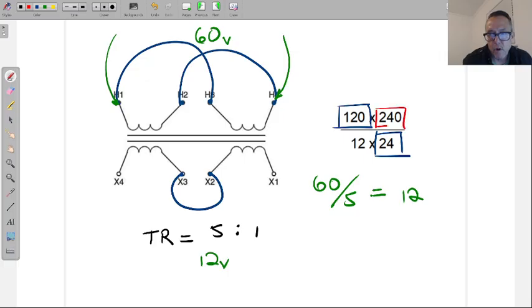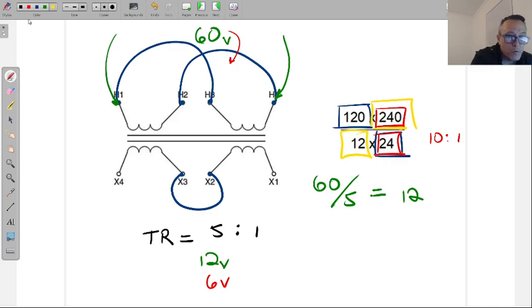So 24 and 240 is now our 10 to 1, and that would give me a 10 to 1 result of this 60. So I would get 6 volts here. If I connected this transformer at, let's see, I'm running out of colors, but 240 and 12, then I think that's 20 to 1, off the top of my head, I believe.